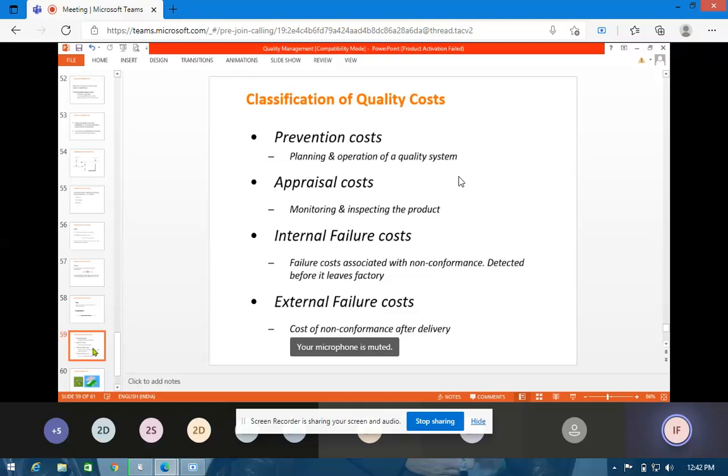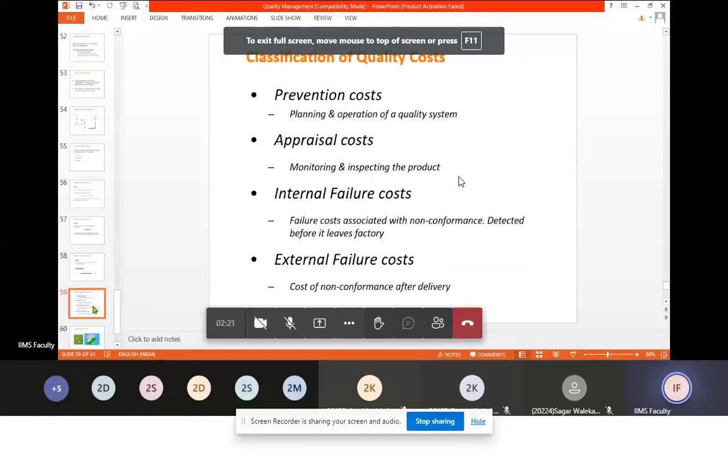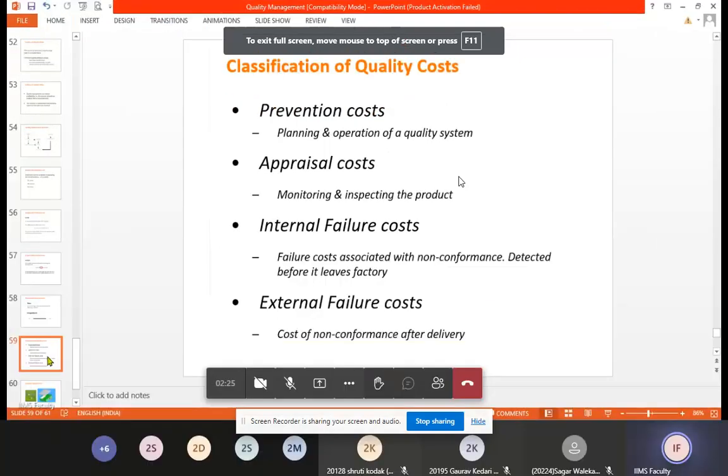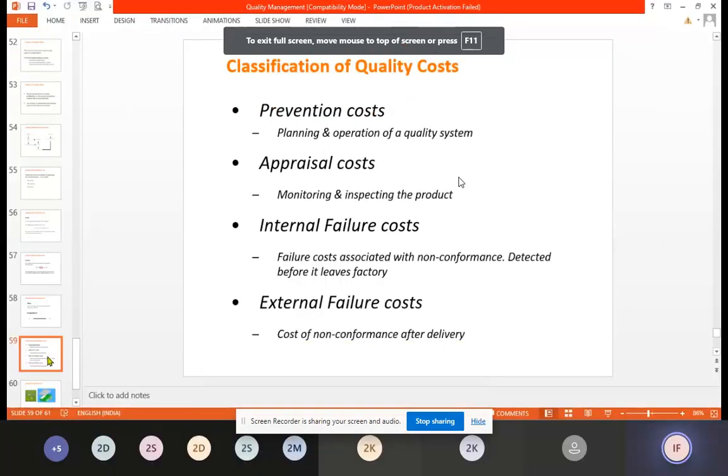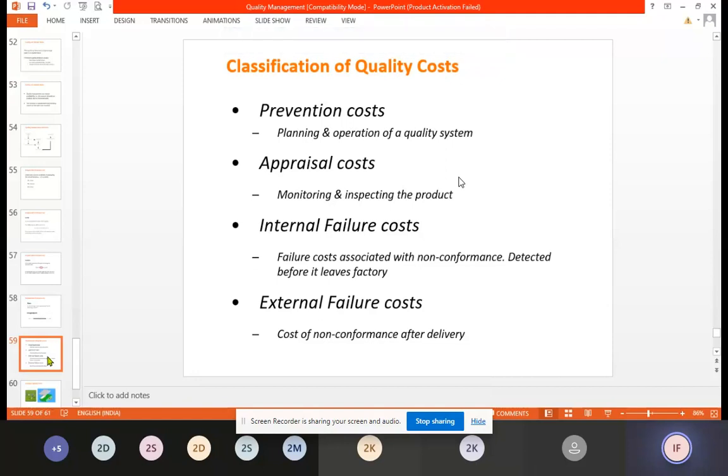Right? So there are four types of quality costs: quality prevention cost, that is the cost for planning and operations of a quality system; quality appraisal cost, that is the cost of monitoring and inspecting the product; internal failure cost, that is the cost associated with non-conformance detected before it leaves the factory; and external failure cost, that is the cost of non-conformance after delivery.